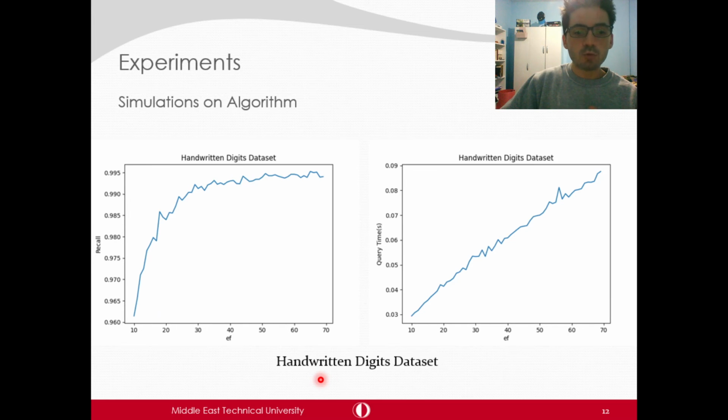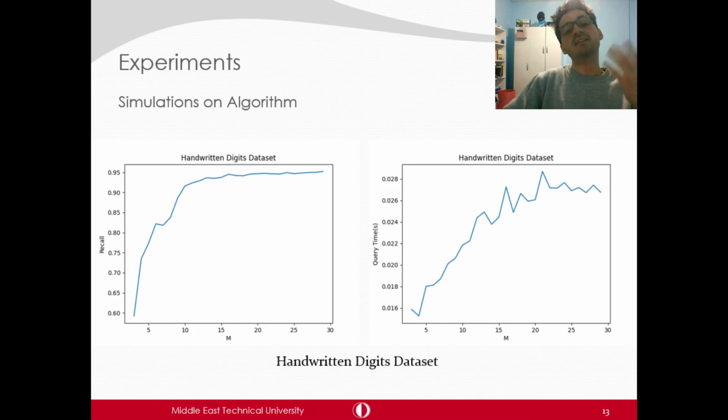And here we move on to the handwritten digits dataset. The same observations are valid here about EF, but what we can notice is that the EF value needed for performance saturation is much higher here. It is around 40. It was around 10 for the iris dataset. It is increased due to the increased complexity of the dataset.